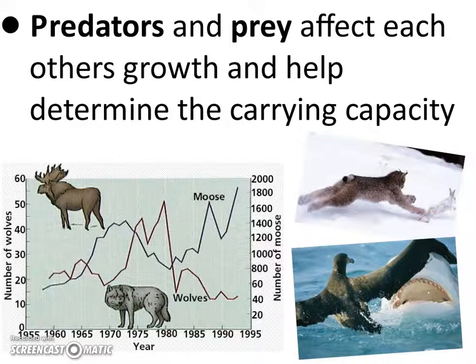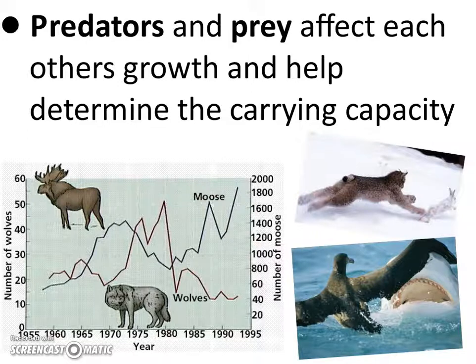So we have what's called predator and prey effect. They grow and help determine the carrying capacity. They're going to kind of take turns. If you look at the chart here, you see the number of wolves compared to the number of moose in an area over the years. And it's very rare that they are at the same point together.